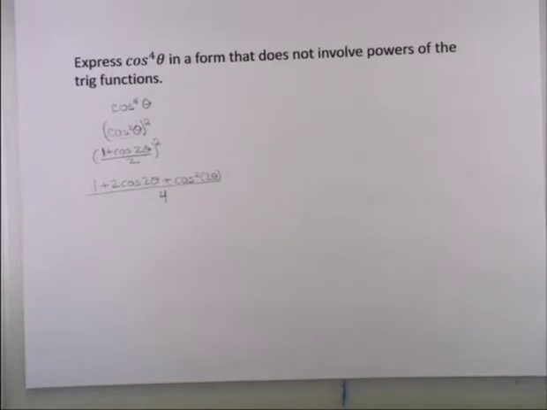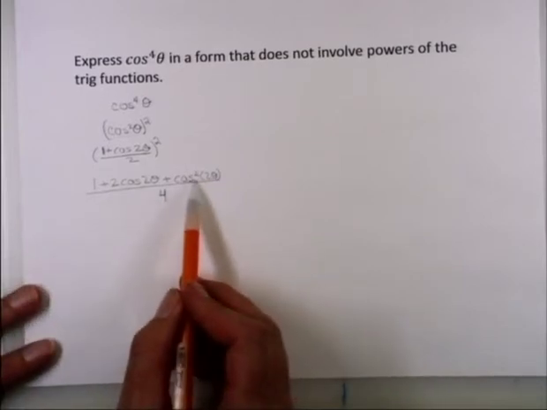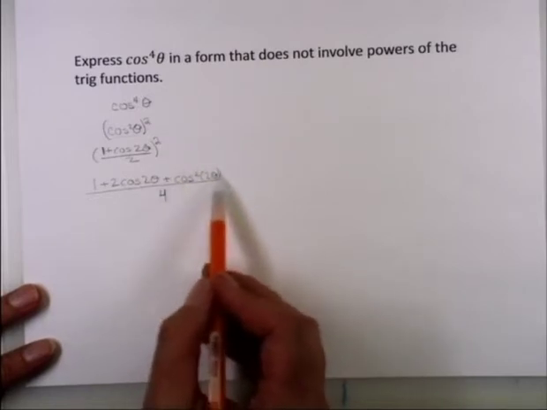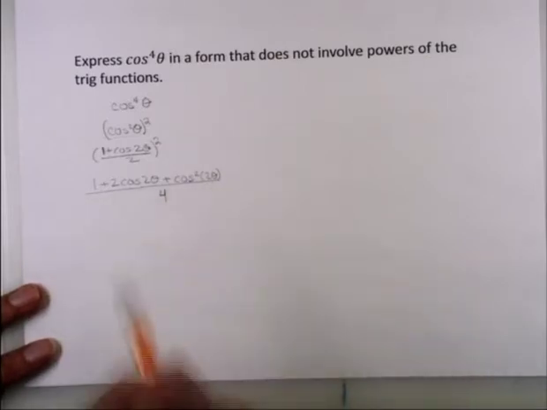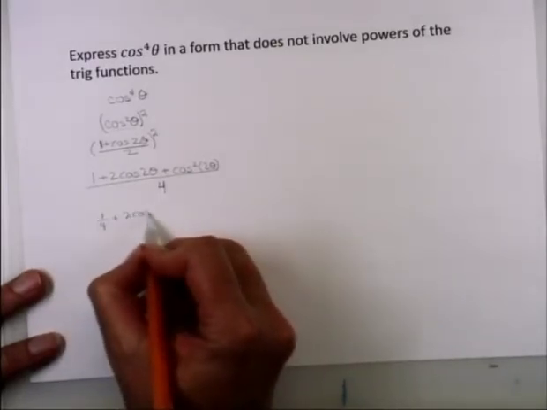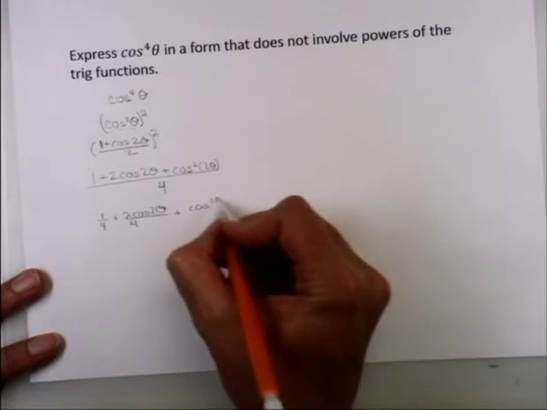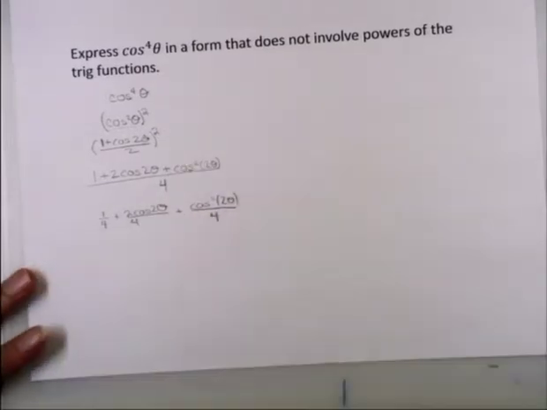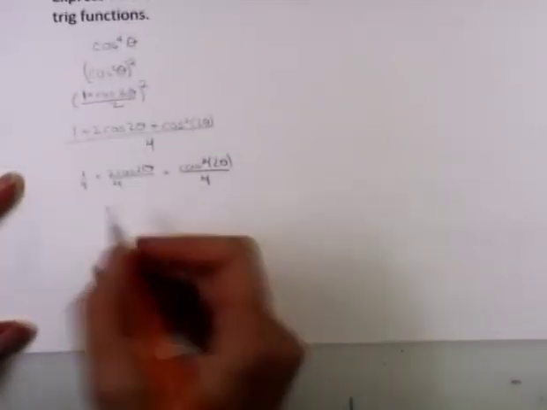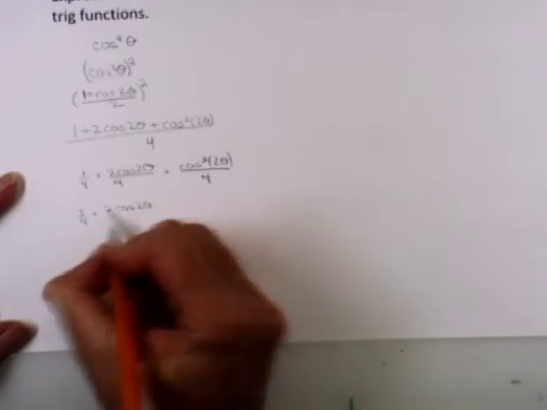I'm going to distribute that 1/4 through to each term, because notice I have another squared here, so I'm going to have to do that power reducing on this piece, and I would rather have that just be one fraction rather than this big involved fraction. So I'm going to write this as 1/4 plus 2 cosine 2 theta over 4 plus cosine squared of 2 theta over 4. Now on this one, I'm going to substitute in that power reducing formula again. Okay, so the first 2 terms are going to stay exactly the same. So I have 1/4 plus 2 cosine 2 theta over 4.